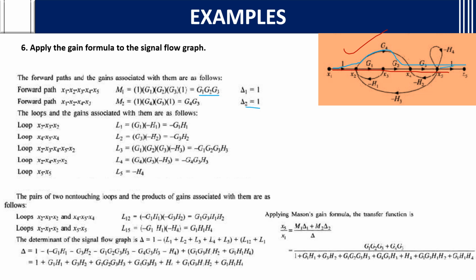Now, are there any loops which are not touching those forward paths? If this is the first forward path, the red color line, you can see all loops are touching. For the blue color line also all loops are touching. So delta 1 and delta 2 will be 1. After that, all the loops we should consider. First loop will be what?